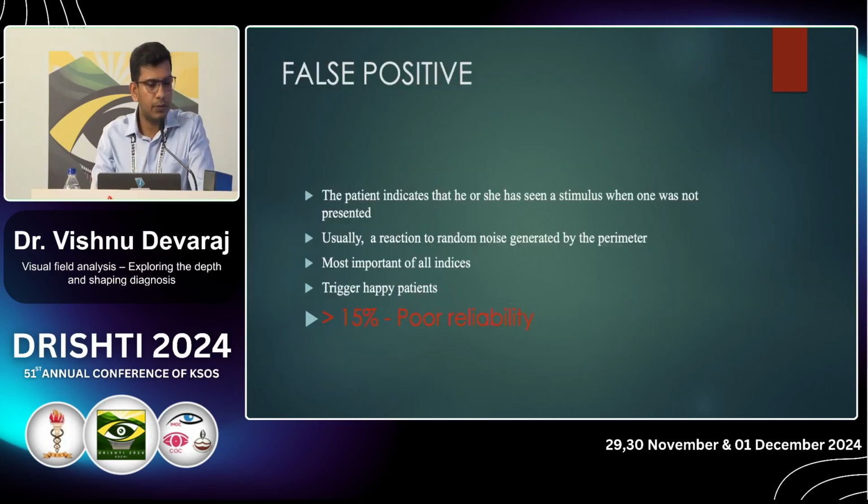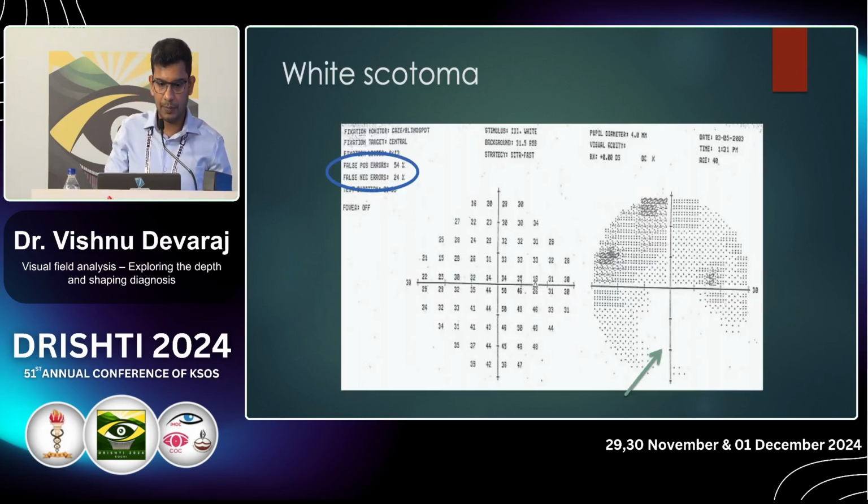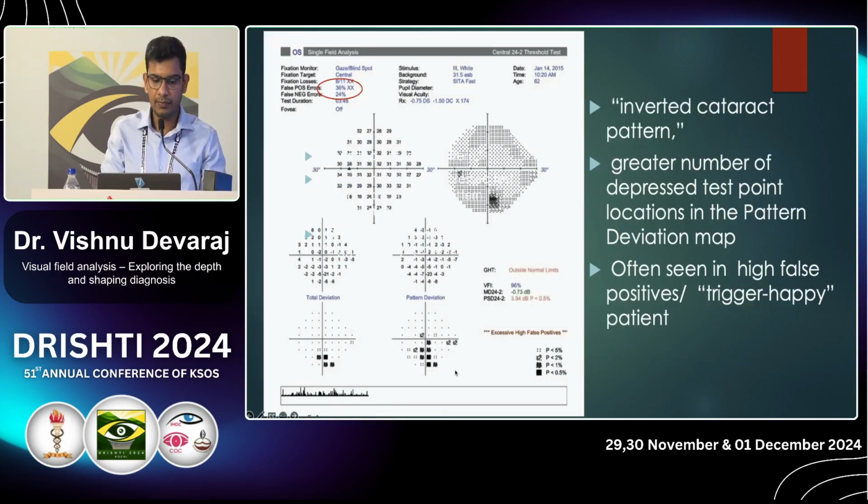So false positive, which is most important. False positive indicates that he or she has seen a stimulus when one was not actually presented, and more than 15% shows poor reliability. This presents as white scotomas because of trigger-happy patients, or it can present as an inverted cataract pattern, in which there are more points in the pattern deviation probability plot than the total deviation probability plot.